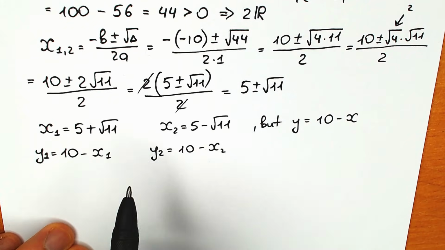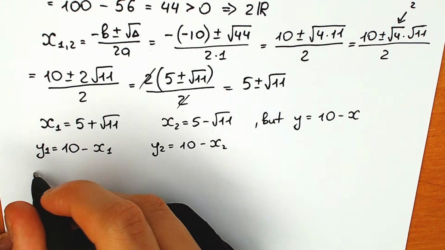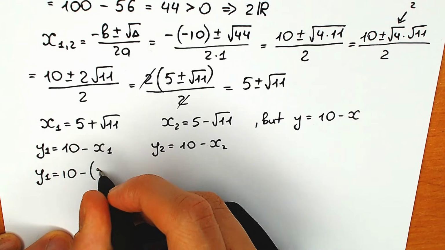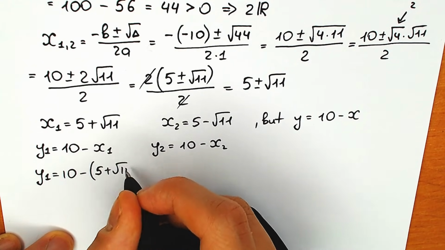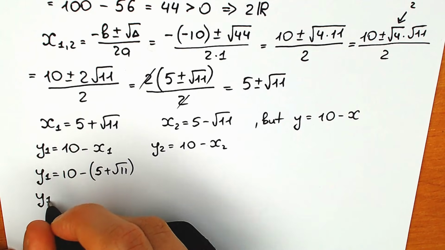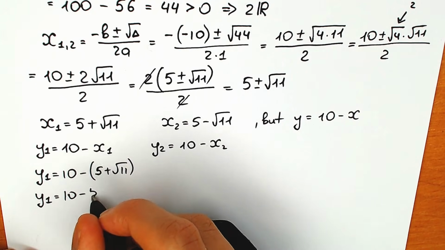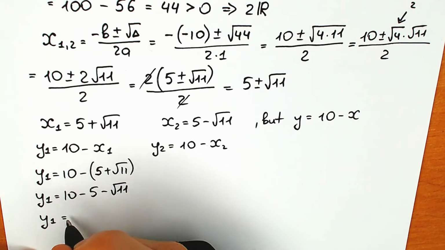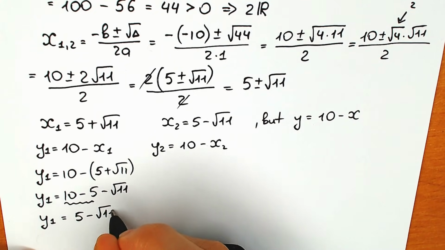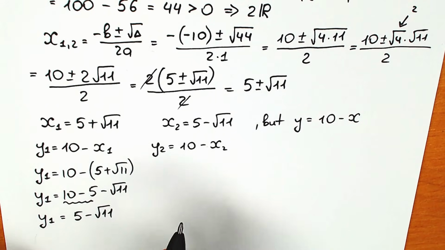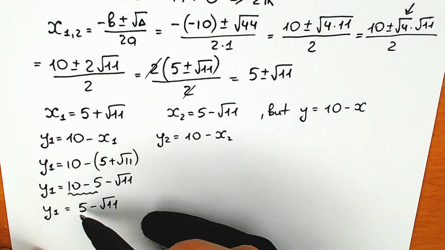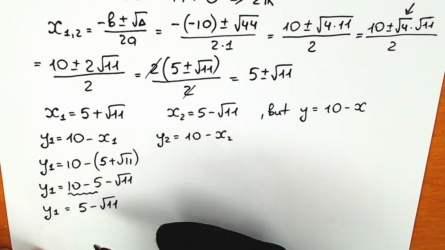We have x first and x second. So that's why y first equal to 10 minus 5 plus square root of 11, and y second equal to 10 minus 5 minus square root of 11. So y first equal to 10 minus 5, equal to 5 minus square root of 11. So we have a symmetry, we have symmetrical answers: 5 plus square root of 11, and the second answer 5 minus square root of 11.